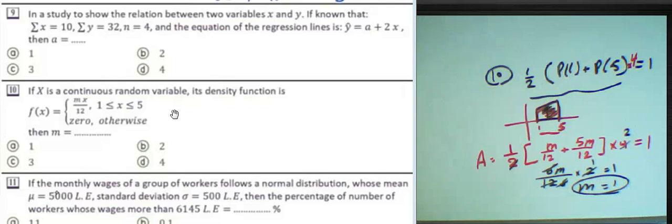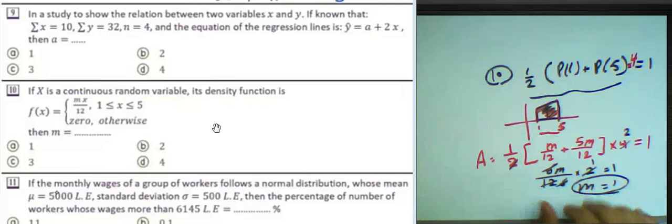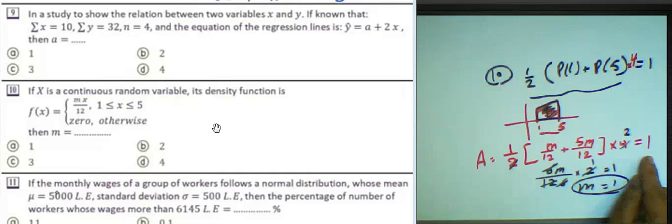Understood? Why do we use this property here? Because he tells us x is a continuous random variable. It means the area equals 1 from 1 to 5. Area equals half multiplied by the sum of two bases multiplied by height. The area will be equal to 1 here because he tells me x is a continuous random variable. Question 11.